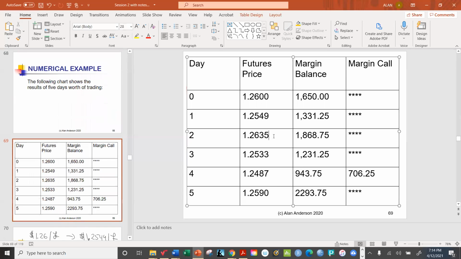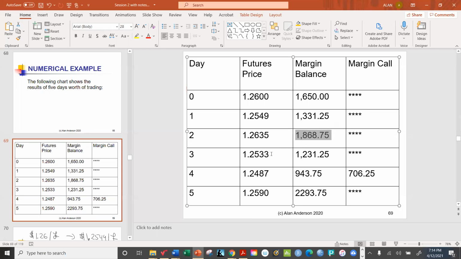All right, so the next day we gain a little money back. In fact, I'm at 1868.75, which means I could withdraw the difference between 1868.75 and 1650, which is about $218.75. But I've chosen not to do that. As you can see, I could have done that, but I decided not to. Because you never know what's going to happen tomorrow, do you? No.